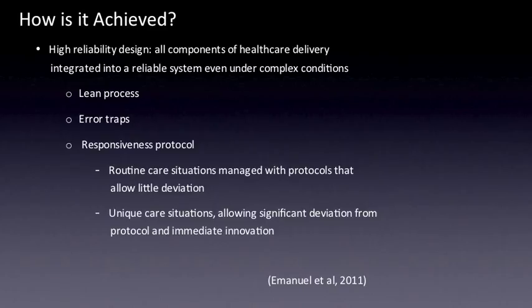error traps, which is understanding that unpredictable situations can occur and error is highly likely in these situations. Responsiveness to protocol and necessary response required for the situation. Examples of this would be routine care situations managed with protocols that allow for little deviation, unique care situations allowing for significant deviation from the protocol, and immediate innovation required.